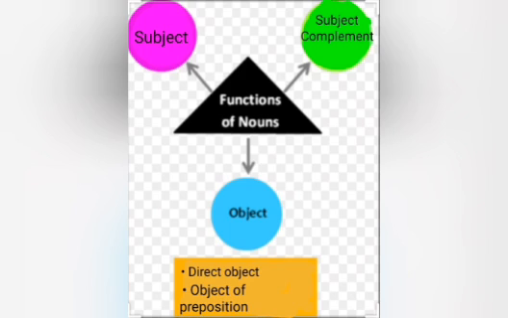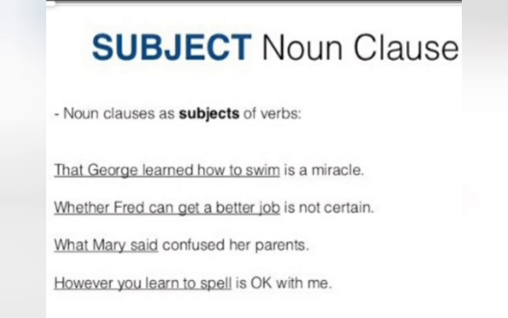Now, a noun clause has certain functions. Like, a noun clause functions as subject, complement, direct object, and object of preposition. So, we'll learn all the functions one by one. The first one is subject noun clause. Yes? Now, noun clause as subject of the verb.